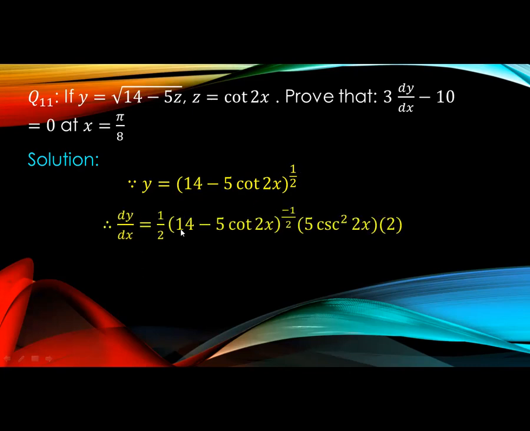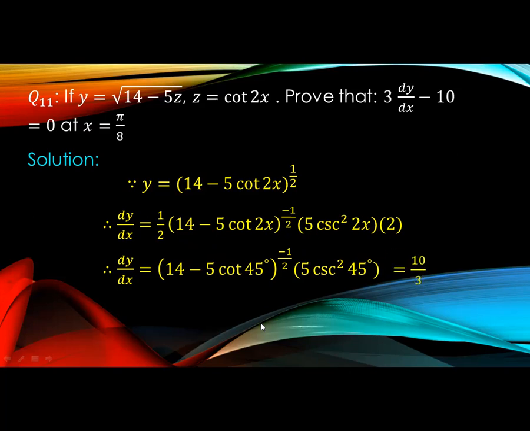After that, the first derivative is half times 14 minus 5 cotan 2x all to the power negative half times 5 cosec squared 2x times 2. In the simplest form, it is equal to 14 minus 5 cotan 45 degree all power negative half times 5 cosec squared 45 degree. That is equal to 10 over 3. After that, substitute this value in the left hand side of the equation. It is equal to 3 multiplied by 10 over 3 minus 10. It equals 0, the value of the right hand side.